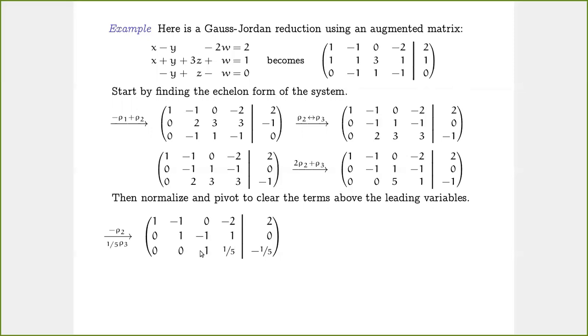However, now it's going to be easy to move from right to left to clear the entries above the leading terms. We're not clearing everything. We're just clearing the terms above the leading entries.